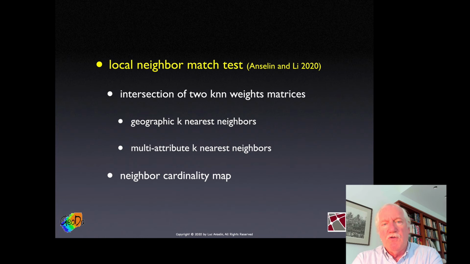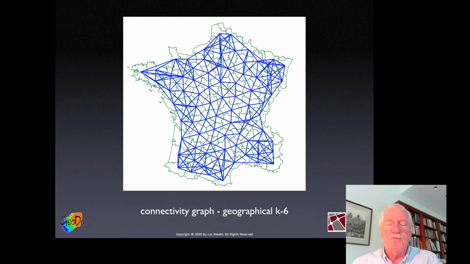And in multi-attribute space, actually, if you explore the lab notes a little beyond what I covered in class, you might know how to do that as well. So now we have two weights matrices, and one has the neighbors in geographic space, the other one has the neighbors in multi-attribute space. And we know that we can show the network structure that corresponds to these spatial weights. And for our same example, but now using six variables, this is the geographic k-nearest neighbor. So each of these connects to six neighbors.